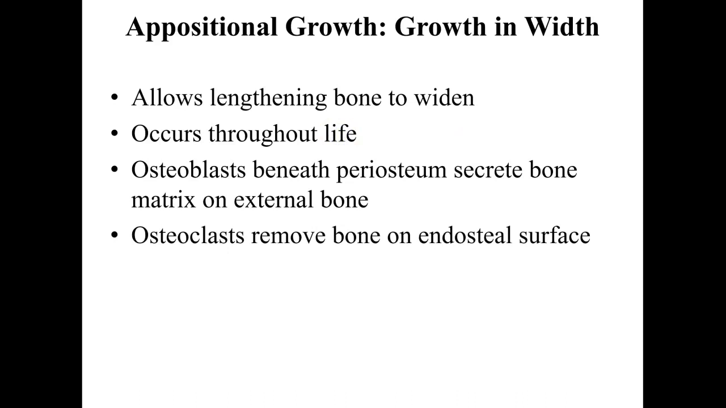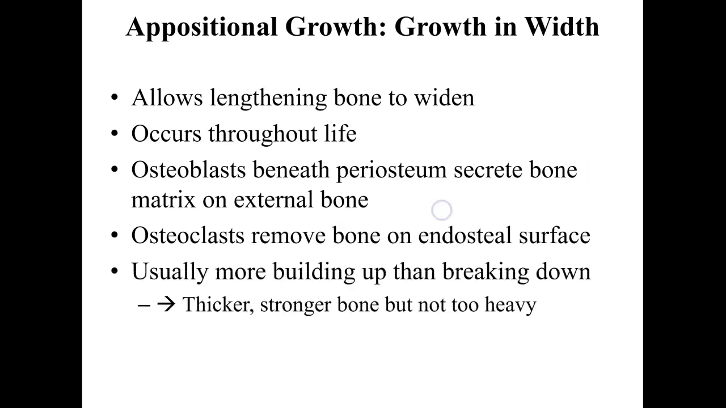Osteoclasts are going to be on the inside part, so the endosteal surface, and they're going to be there eating away at the older bone and removing it. When it does that, remember, it releases all those minerals and things that were found in the bone into the bloodstream, so it can circulate through the body and be reused, or it might circulate and come right back and be used by the osteoblast to build the bone on the outer portion. Usually there's going to be more building up than breaking down. So this is going to give us thicker and stronger bone, but not too heavy.